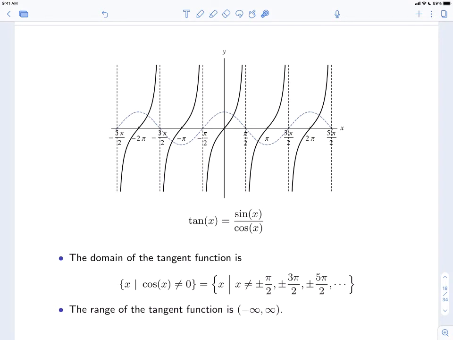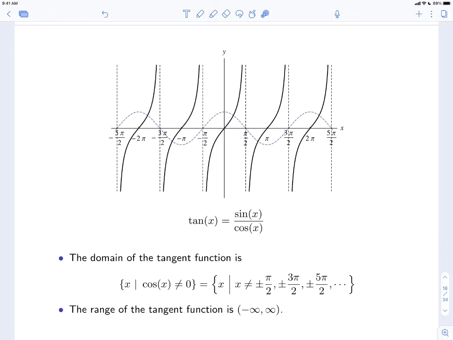Because every place where cosine is 0, every place where you're dividing by 0, you end up with a vertical asymptote. You end up with those vertical asymptotes at pi over 2, 3 pi over 2, 5 pi over 2, and also the negative versions, negative pi over 2, negative 3 pi over 2, negative 5 pi over 2, and this continues out in both directions.